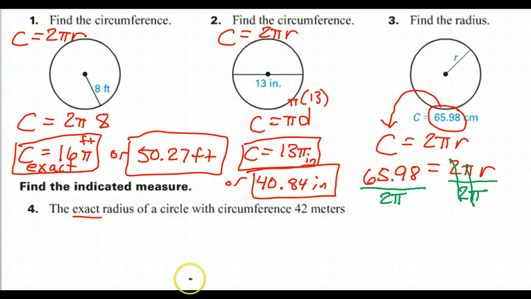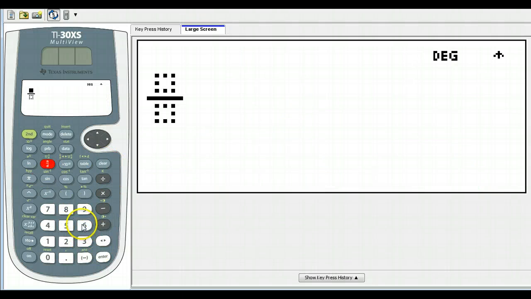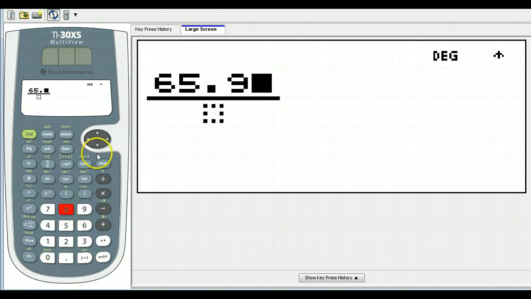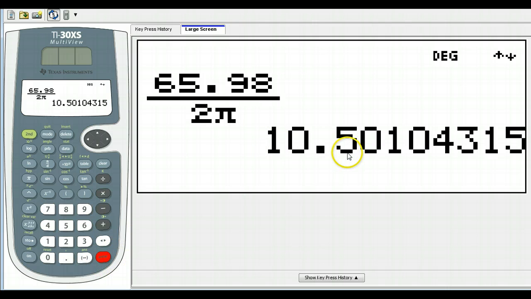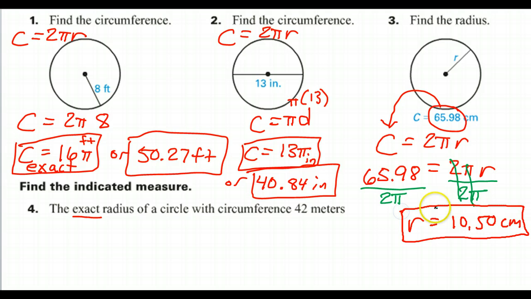So 65.98 divided by 2 pi. 65.98 over 2 pi. I'm getting 10.50. So that's what it is. Okay, so r is 10.5 centimeters. All right, that is how you do that.